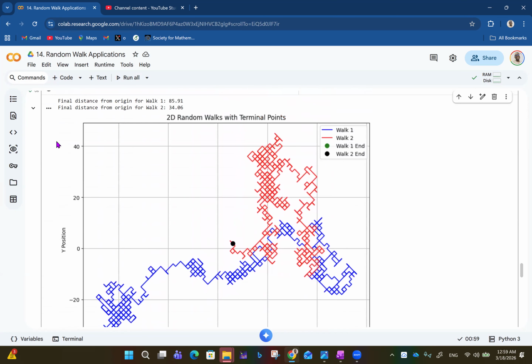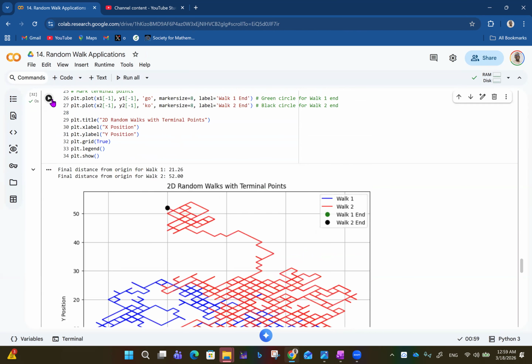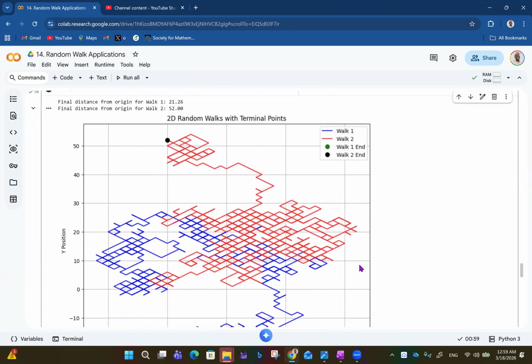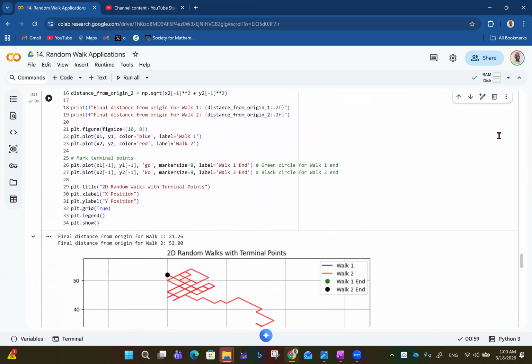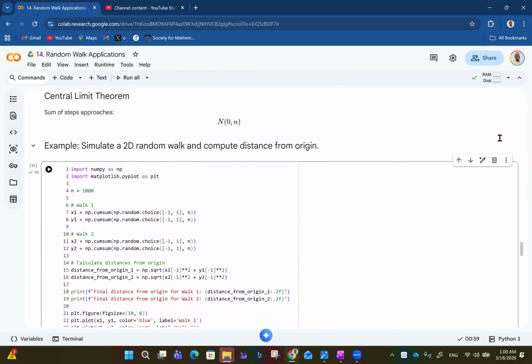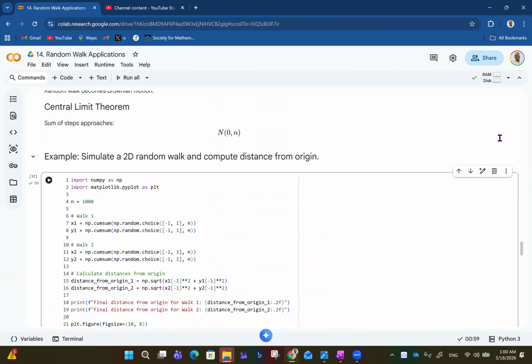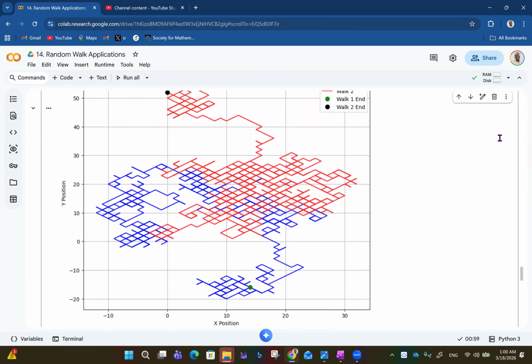So that's how that goes. As you keep running, it keeps changing like that. But that distance from origin is still missing, right? Oh, yeah. Compute distance from origin. Yeah, it's fine, I think. Yeah, so we have that.